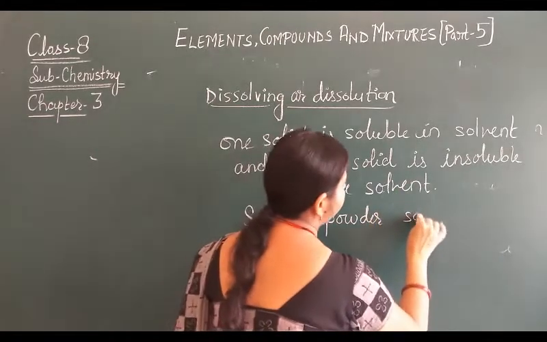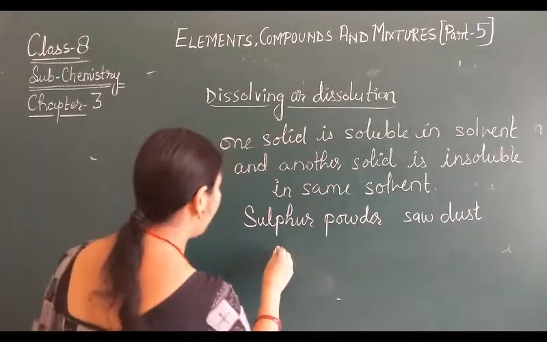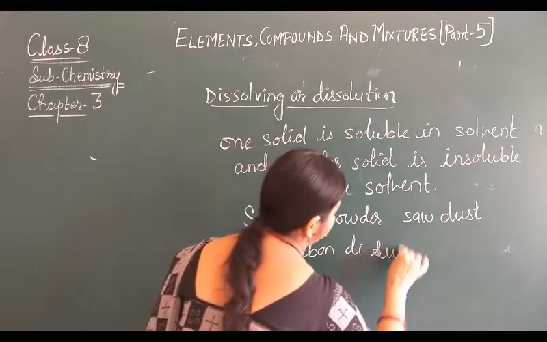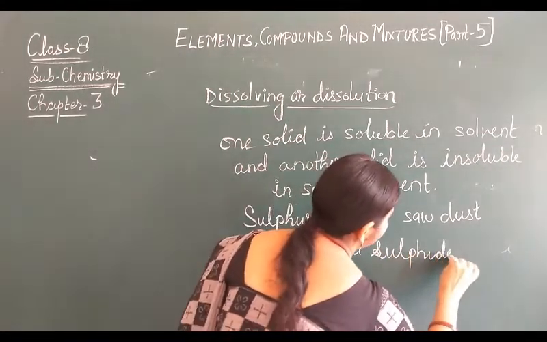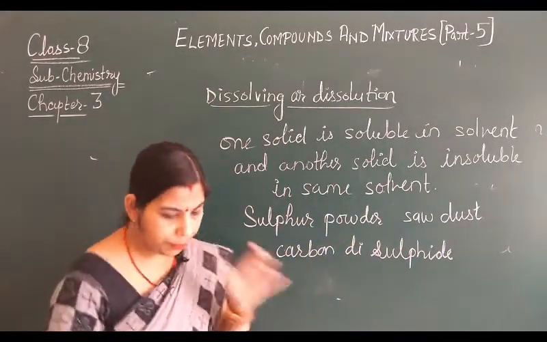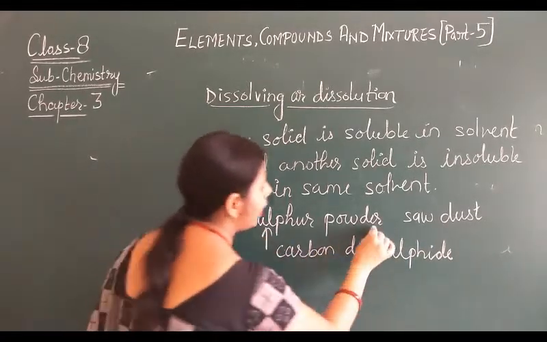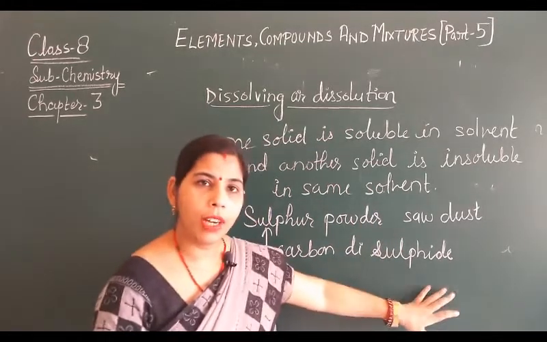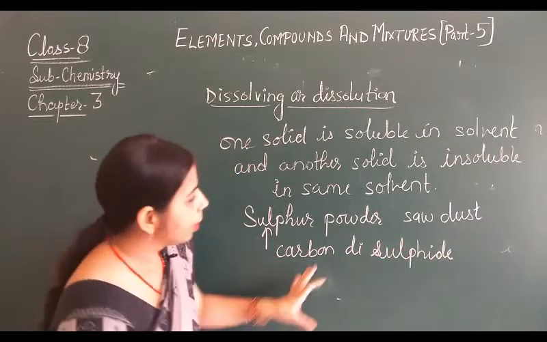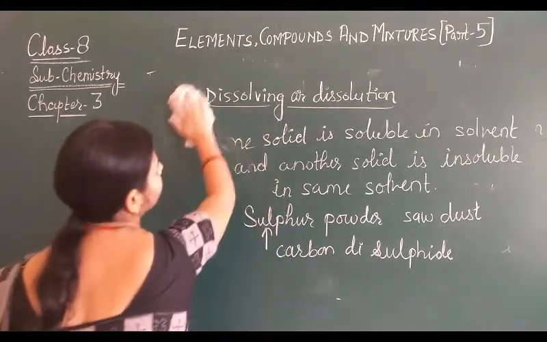Sulfur powder can be separated from sawdust, and here we use the solvent carbon disulfide. This carbon disulfide is the solvent, and in this solvent the sulfur powder is completely dissolved, and the sawdust is left behind. So this process is known as dissolving, or dissolution.